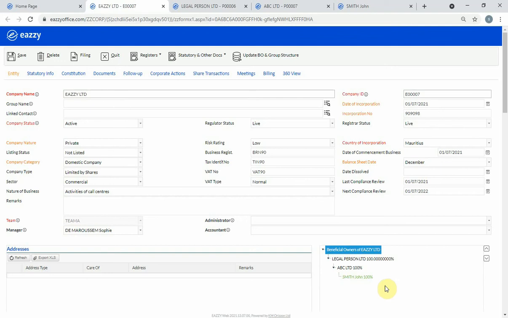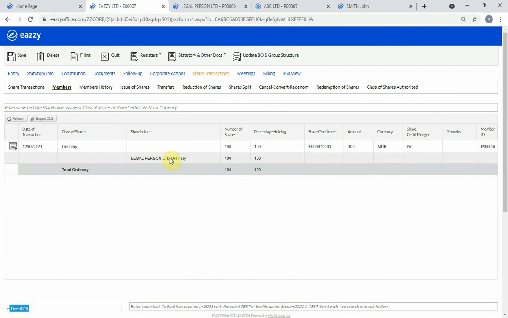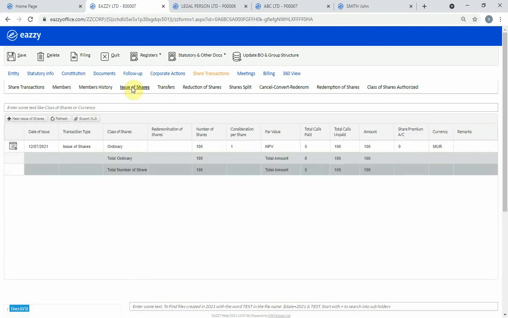Let's say you manage the entity Eazzy Limited. So this is a company for which you will be issuing shares in the system. Eazzy Limited has only one shareholder, named Legal Person Ltd, as you can see. This is because you did an issue of 100 ordinary shares to the shareholder Legal Person Limited.